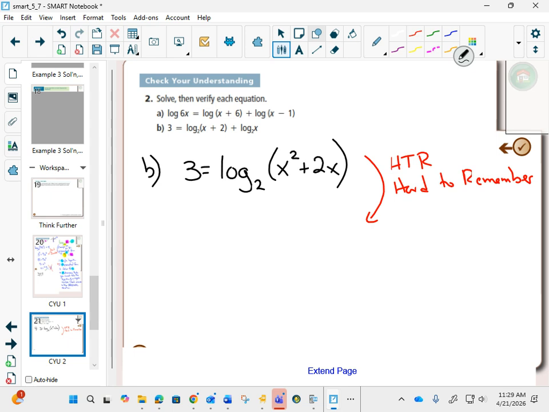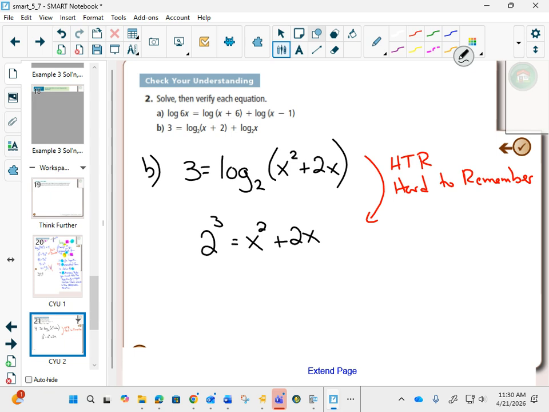Next, I say, oh, I'll change it to exponential form. My base is 2. The exponent is 3. It has to equal x squared plus 2x. And when I change it to exponential form, often it will turn into something that I've done in the past. Have you ever solved quadratic equations? No? No? All right, well then you must be in the wrong class.